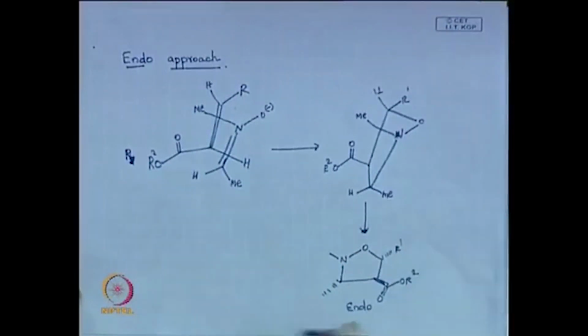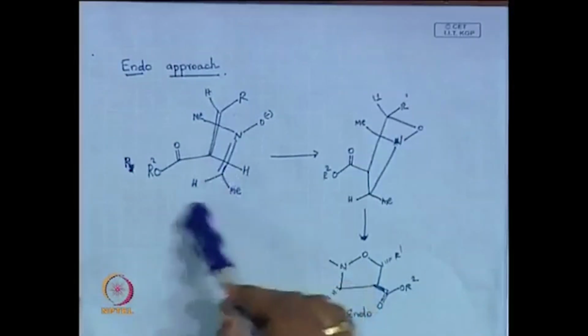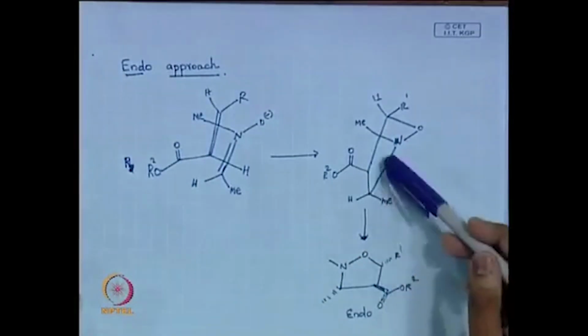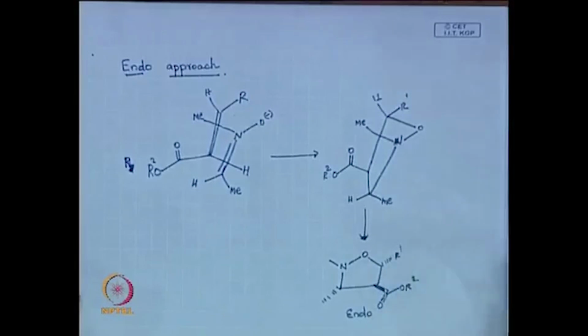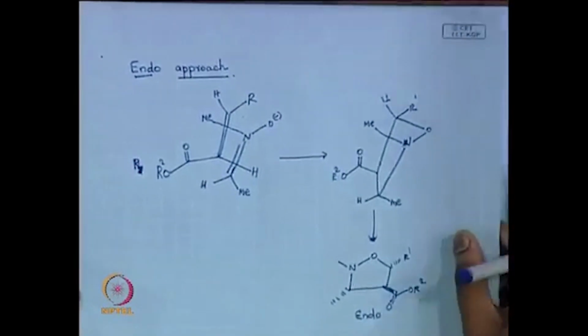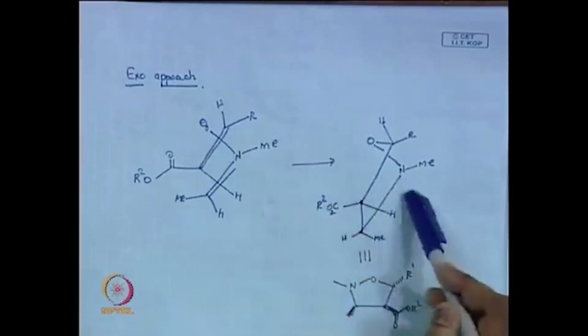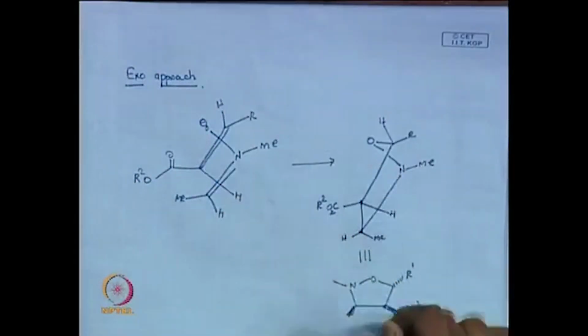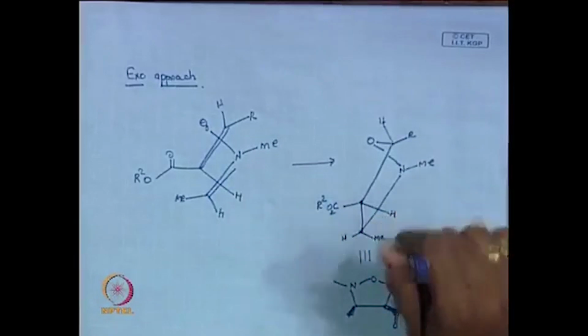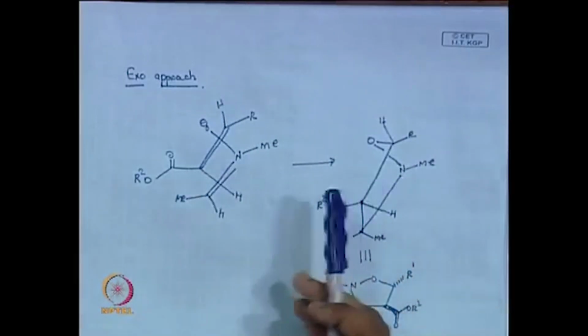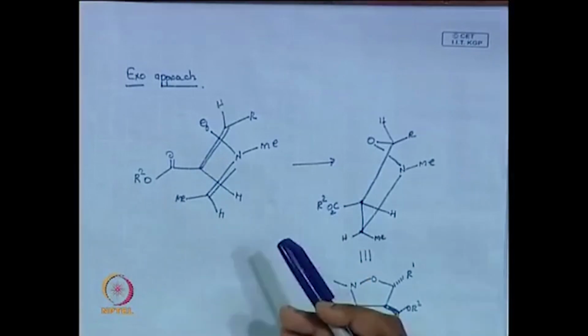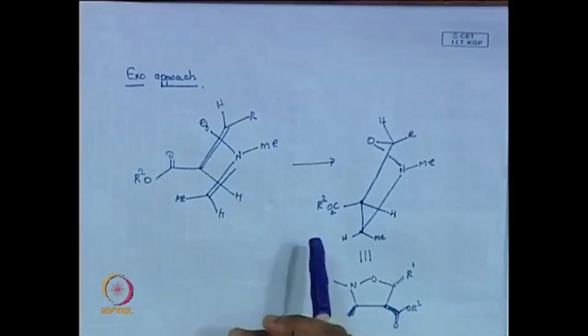So, we went into the endo approach, we said that you can draw the endo approach and we got the endo product. Then after that we slowly went into the exo approach, in this O minus. So, by two ways we wrote the endo way and the exo approach, and we found that in the exo approach it is less sterically hindered. So, the exo product tries to be favored, right.